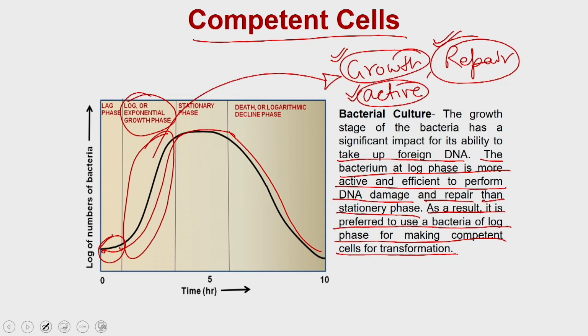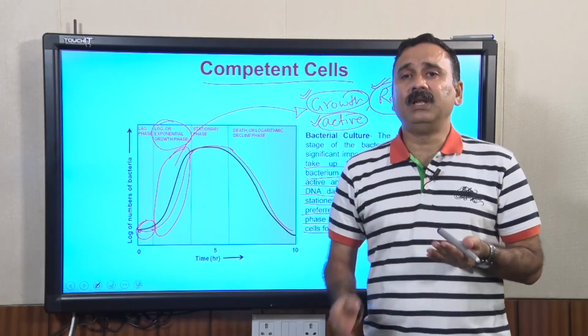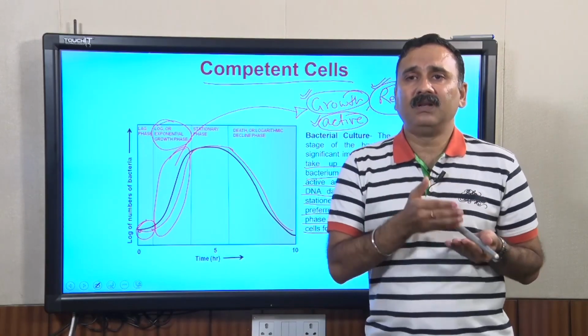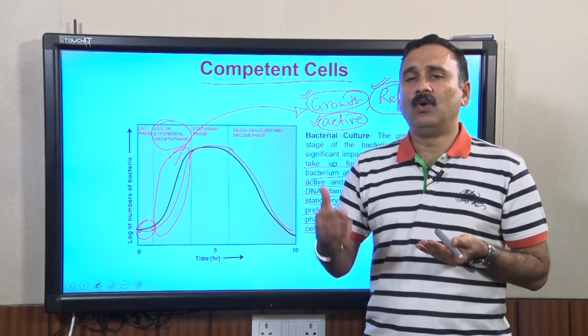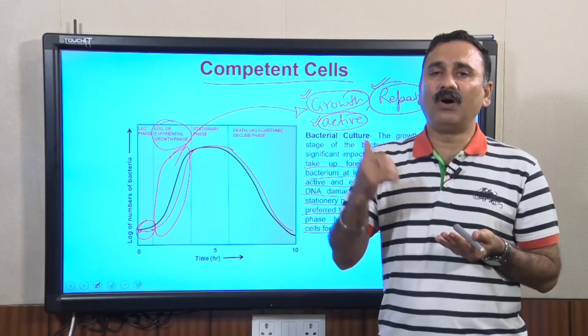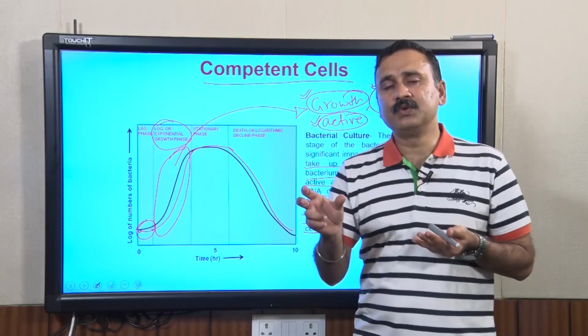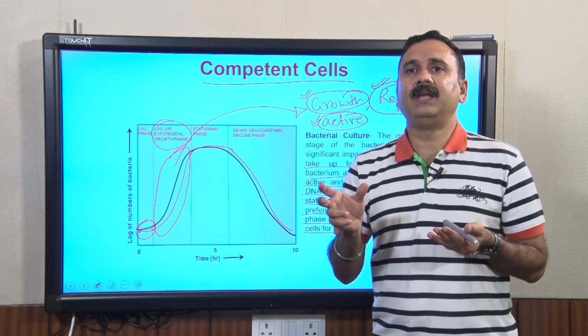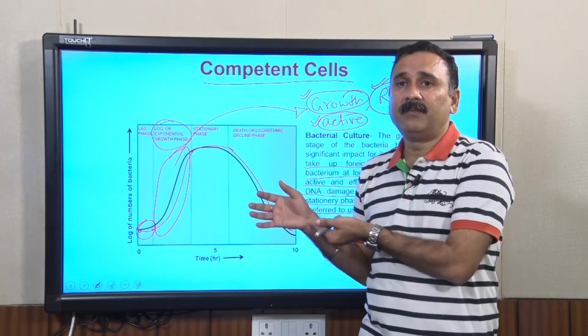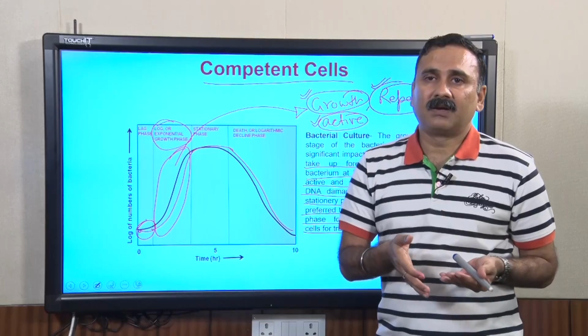for making competent cells for transformation. And if you remember, when we were discussing bacterial growth kinetics, we said that you can use different types of growth measuring methods to know when the bacteria will be in the log phase, and that is how you can choose that particular time point or growth period, and choose the bacteria for making the competent cells.